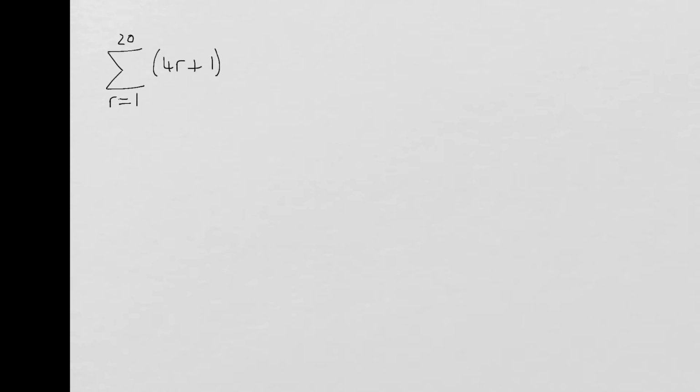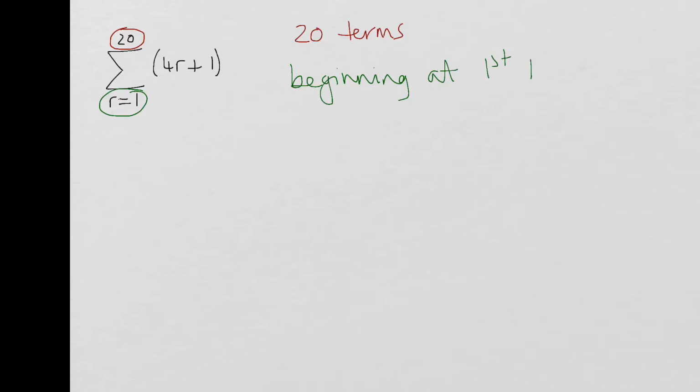So here is an example. In this question, you are being asked to find the sum of the first 20 terms, beginning at the first term, and here you are being given the formula for the arithmetic sequence. So if we were to look at that part there, the arithmetic sequence, the 4r plus 1, substituting in for the different values of r.